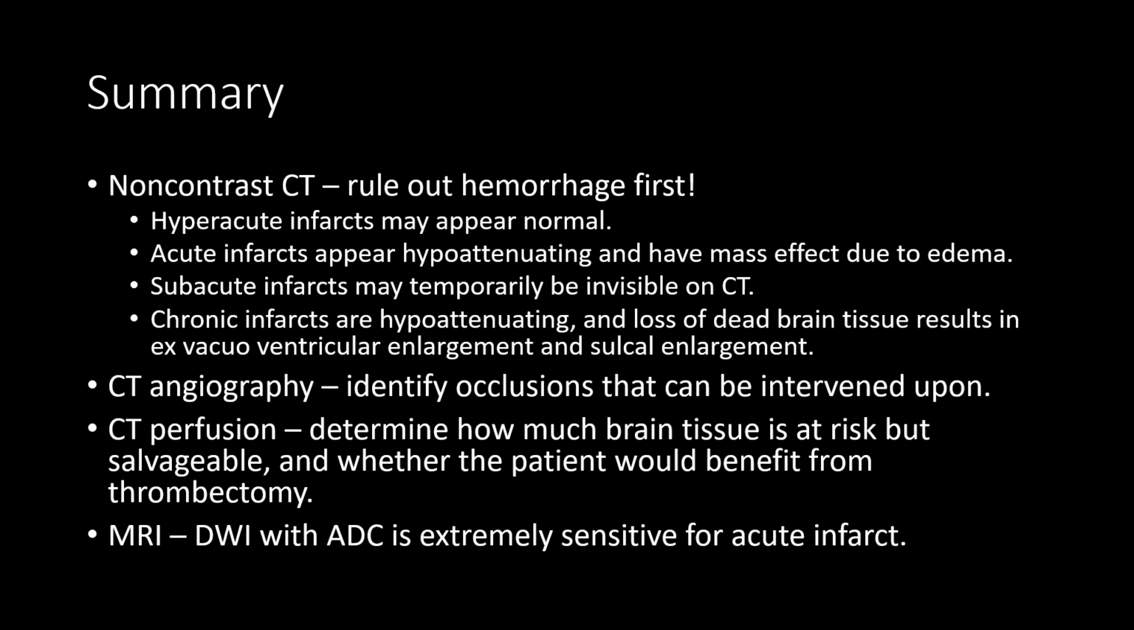CT angiography helps to find occluded arteries that can be potentially treated by a neurointerventionalist. CT perfusion is helpful for determining how much penumbra is present and can play a role in deciding which patients would benefit from a thrombectomy. And lastly, MRI, especially with DWI and ADC, is the most sensitive for an acute infarct.